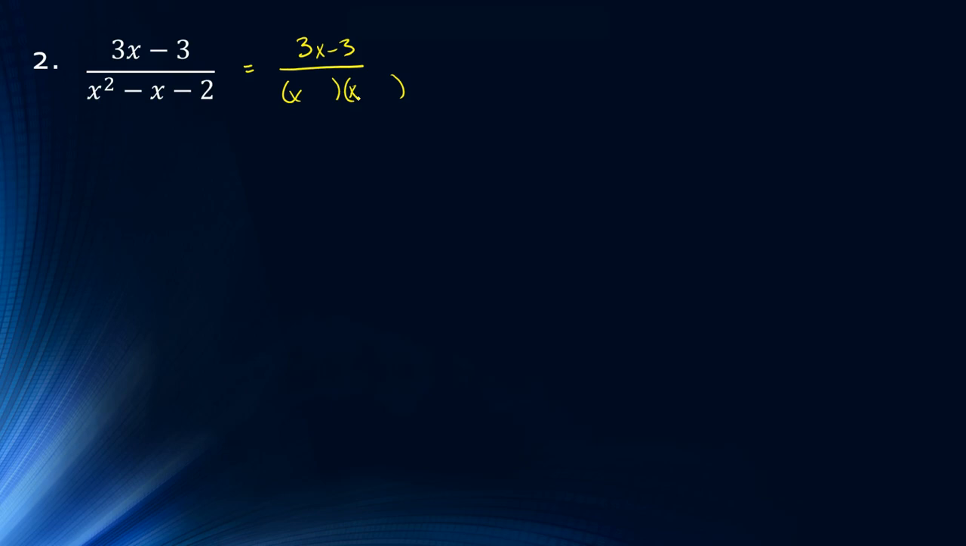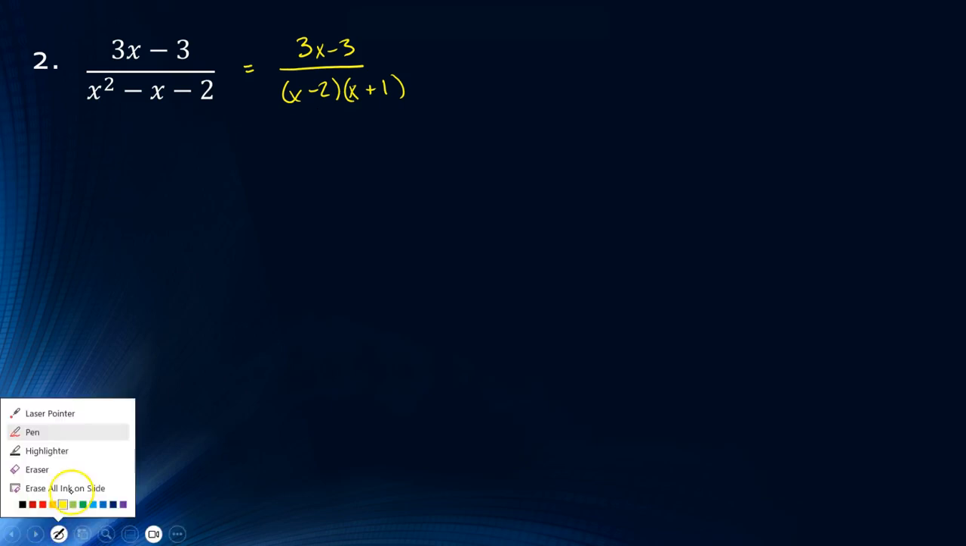the a value is 1. So it's one of those easy ones to factor. We're trying to figure out what two numbers multiply together to be negative 2 that add together to be negative 1. Be negative 2 and 1, because negative 2 times 1 is negative 2, and negative 2 plus 1 is negative 1.